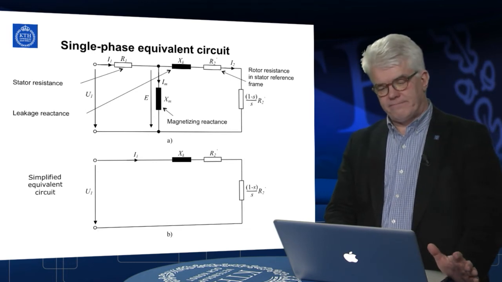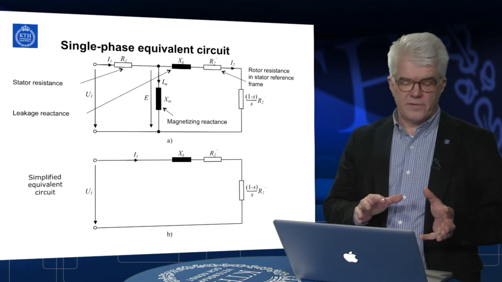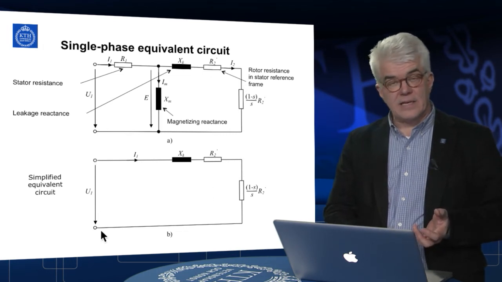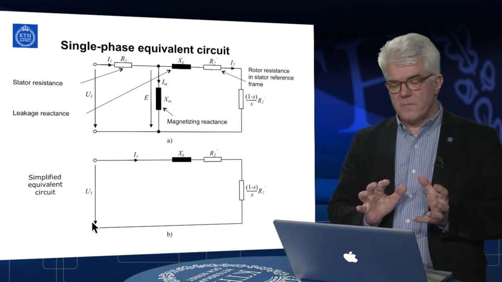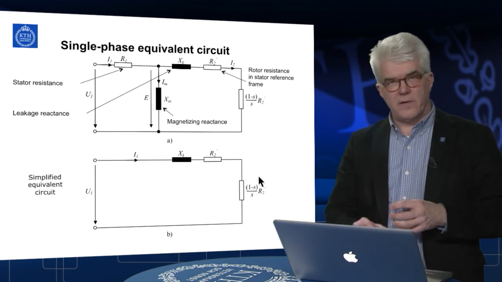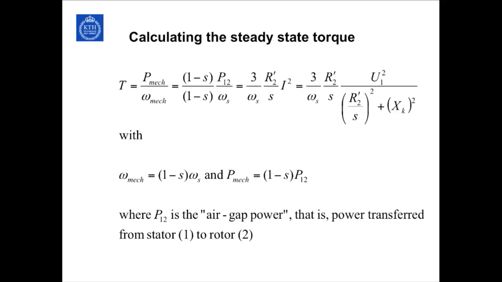Assume now that we apply a stator voltage, a three-phase voltage, and in this case, of course, calculate as a single-phase voltage on this machine. Calculate the power and divide by omega to obtain the torque. That is, the torque is the mechanical power divided by the angular speed of the rotor.